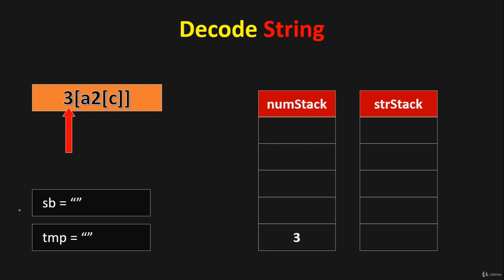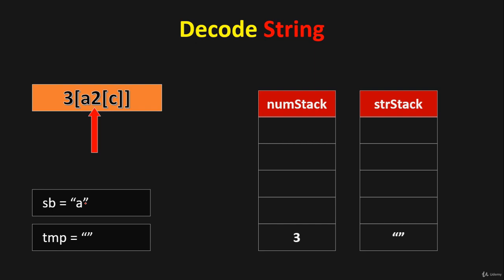Then let's move to the next character. The next character is opening bracket. Whenever we find an opening bracket, what will we do? We will insert SB to string stack, and we will set SB to empty string. So let's insert here empty string since we have SB equals empty string. Nothing needs to be done here. Now let's go to the next character. Next character is A. A is the English alphabet. So let's insert A to our string builder.